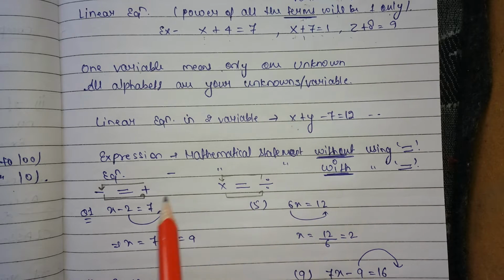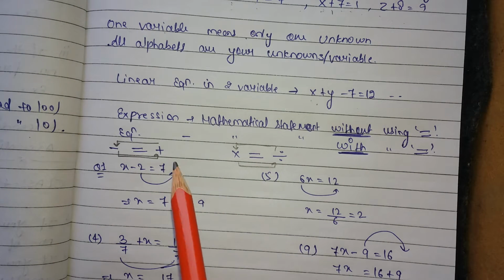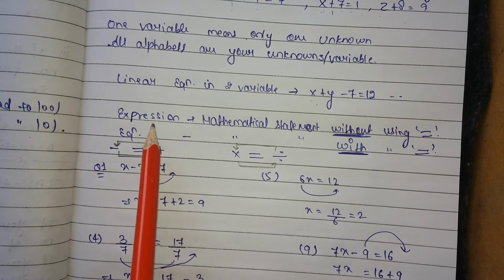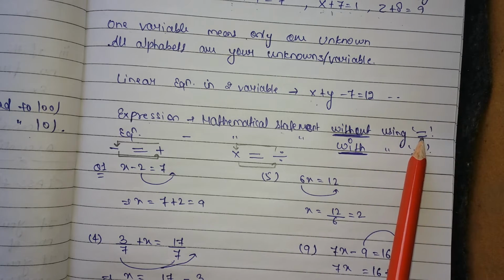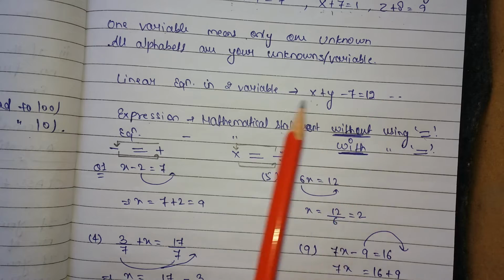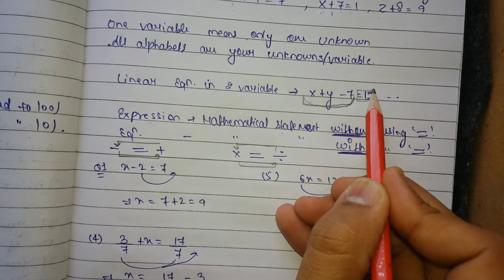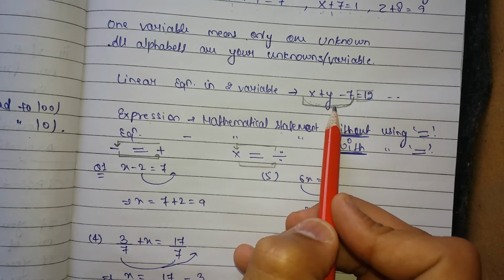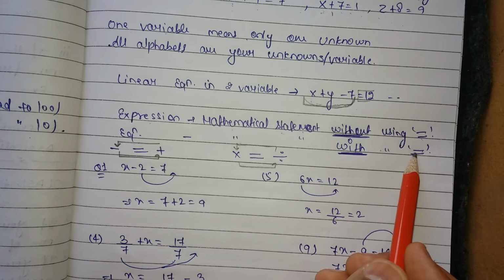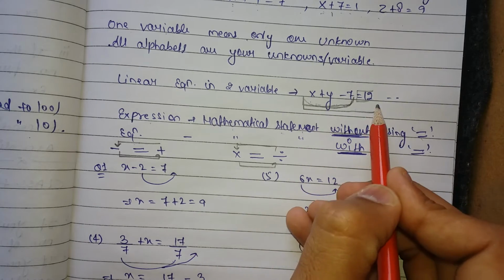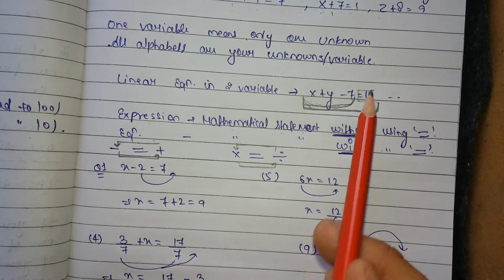For example, this is an example of a linear equation in two variables, because here x and y both are your variables. Now many students commit the mistake when they are asked the difference between an expression and an equation. An expression is a mathematical statement without using the equals to sign. I am considering only this much, not this part, therefore this is only a mathematical expression. However, an equation is a mathematical statement using the equals to sign. For an equation it is mandatory that there should be an equals to sign.